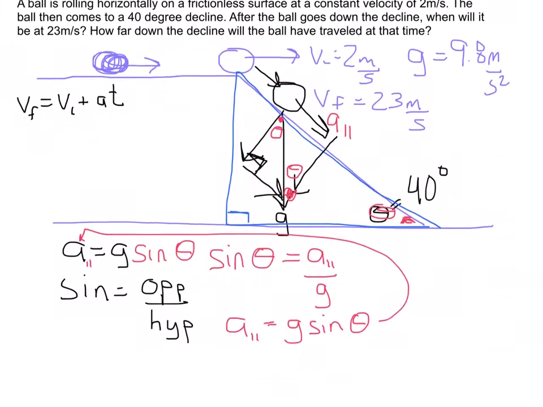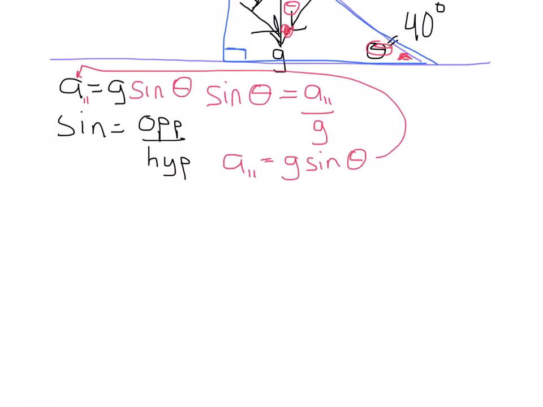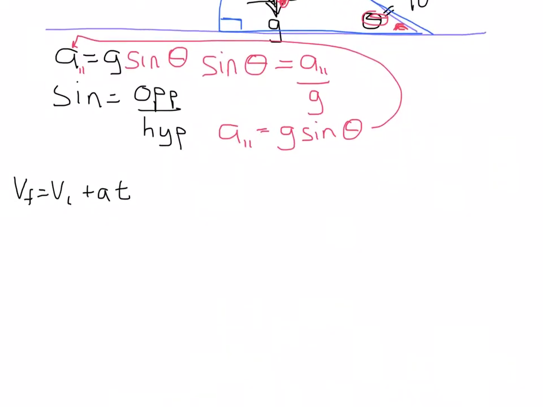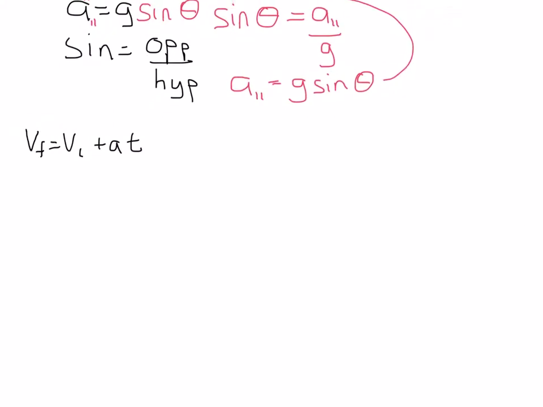So let's substitute this into our equation. Our equation was V final is equal to V initial plus A T. Our V final, we want to get to 23 meters per second. So we'll put that in there.